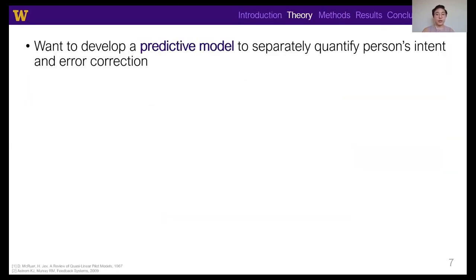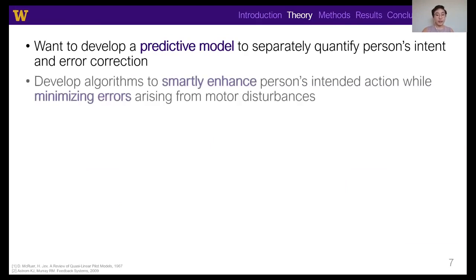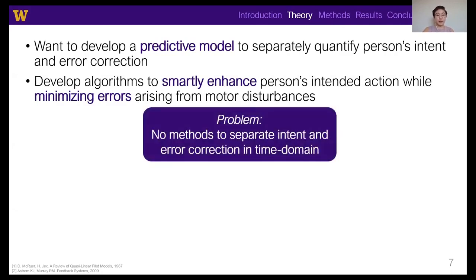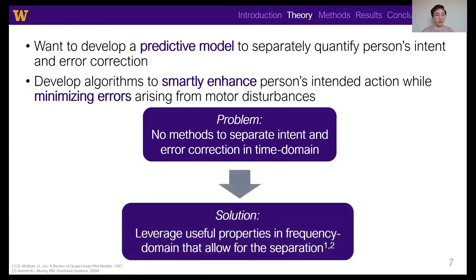If we frame device interactions in this way, we can see that if we can develop a predictive model that can separately quantify the person's intent and error correction, we may be able to develop algorithms to smartly enhance the person's intended actions while minimizing disturbances, minimizing errors arising from motor disturbances. The only problem is that there are no methods to separate intent and error correction in the time domain. However, there are useful properties from control theory that we can leverage with frequency domain analysis that could make it possible for us to perform this separation.